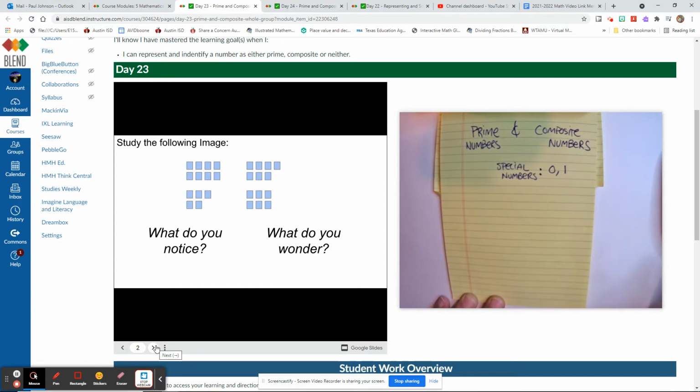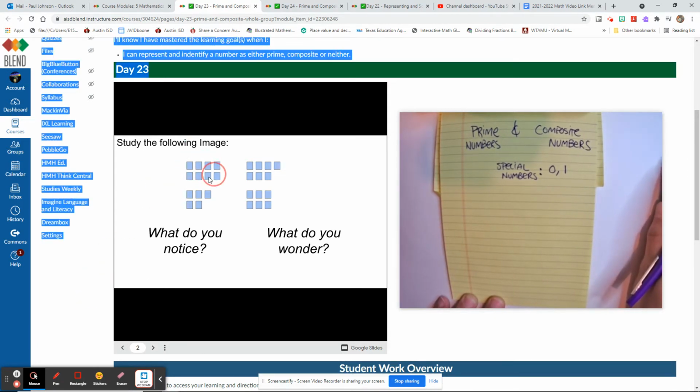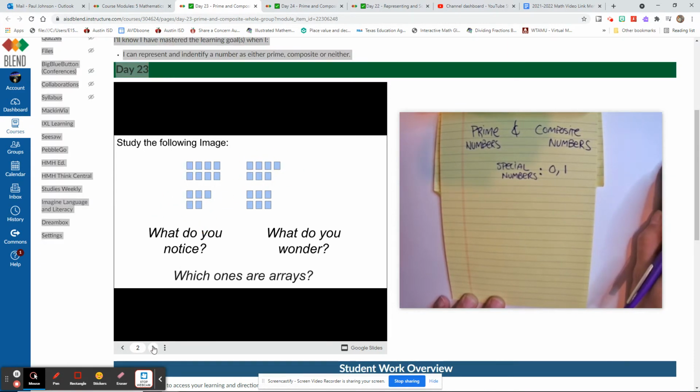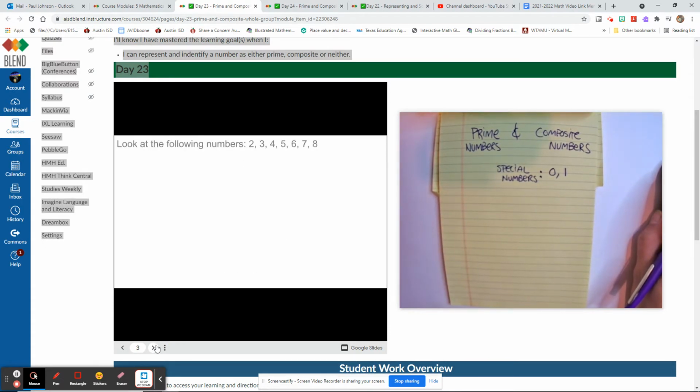So what do you notice? What do you wonder? What they're trying to get you to see here is we have some arrays right there and right there. The difference between that and these groups is that arrays have even groups, whereas non-arrays have little odd pieces. So these are even groups. These are not even groups. They have odd pieces. That's what they want you to see. So they want you to see arrays.